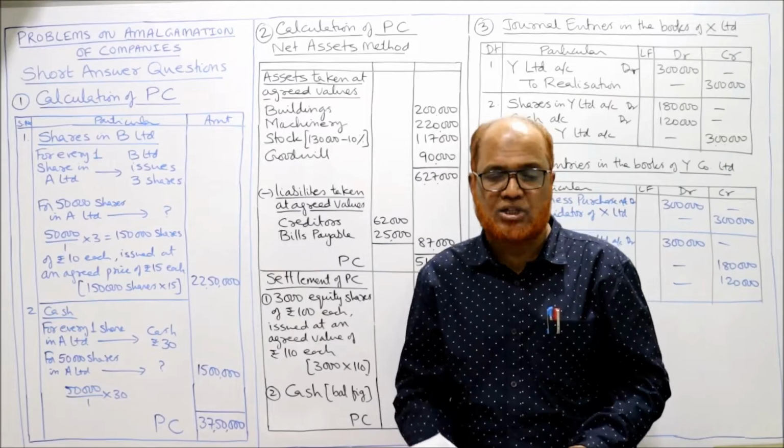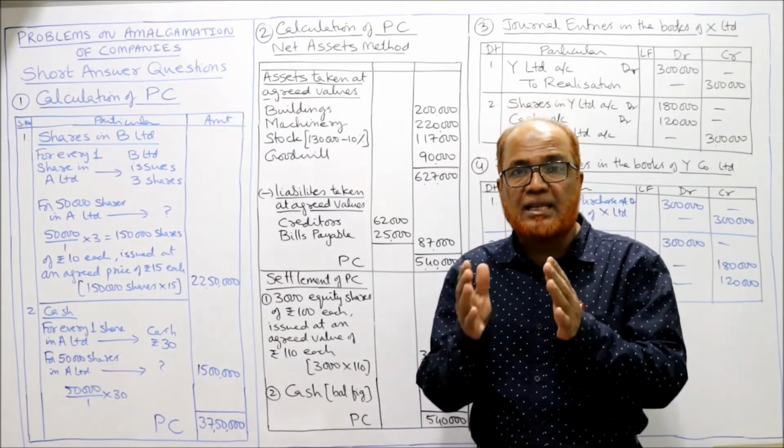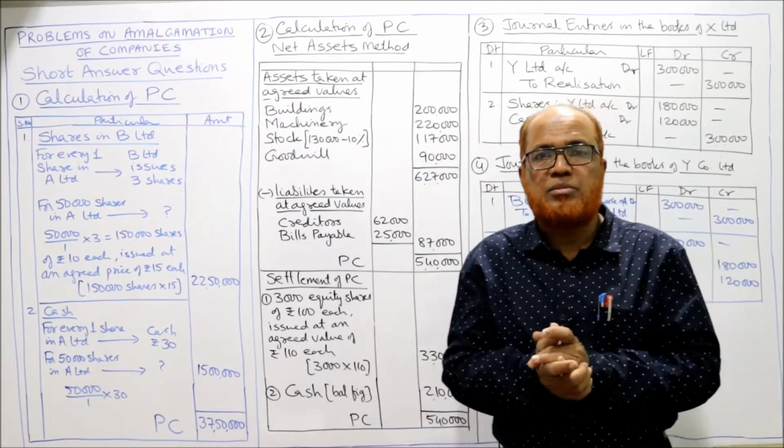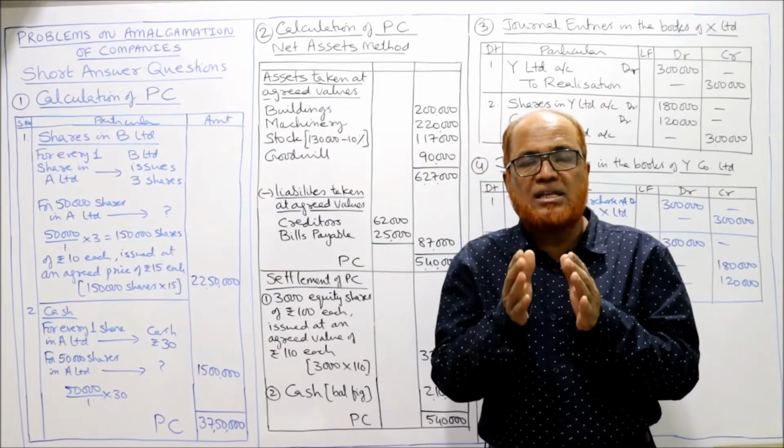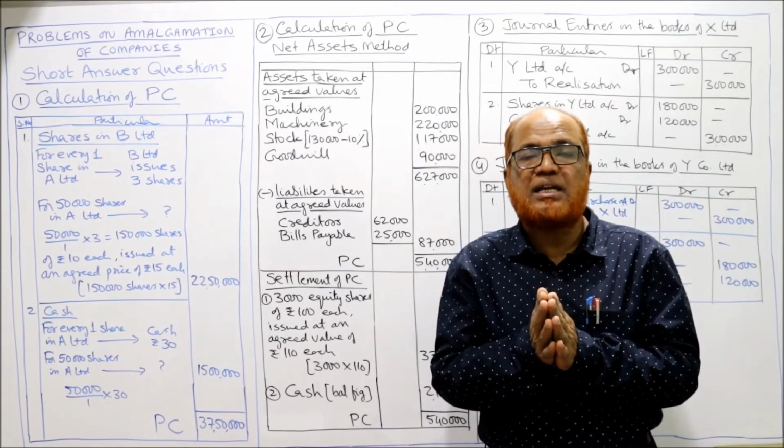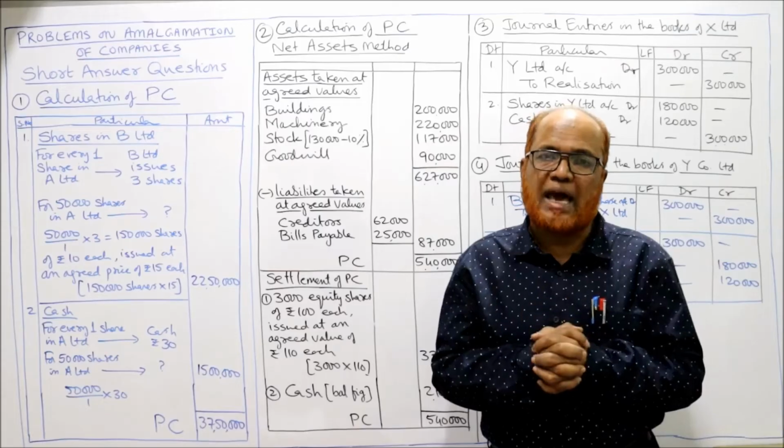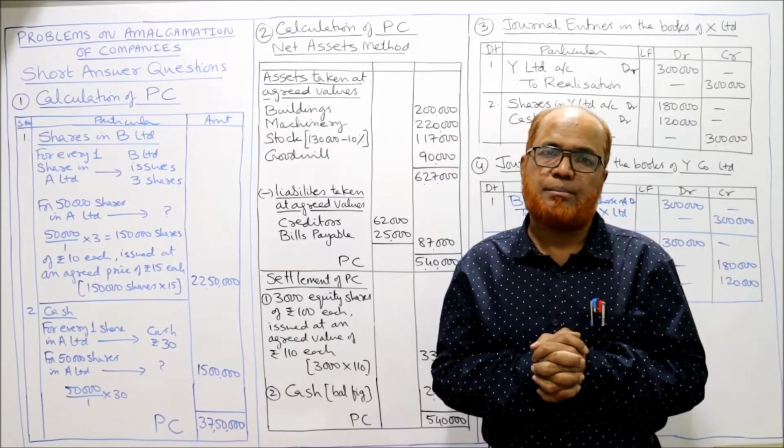And the balance in cash, wow, new point. Balance in cash. Cash we don't know, missing figure. So whenever balance in cash is given, we have to apply the net assets method to calculate the PC, purchase consideration.